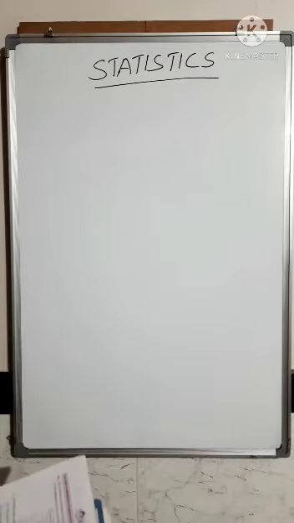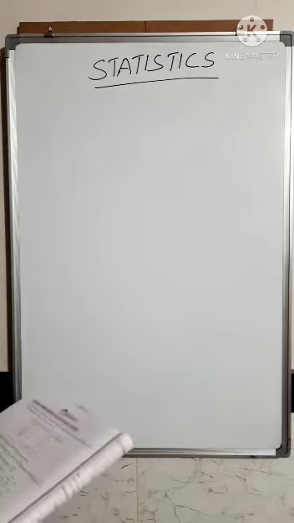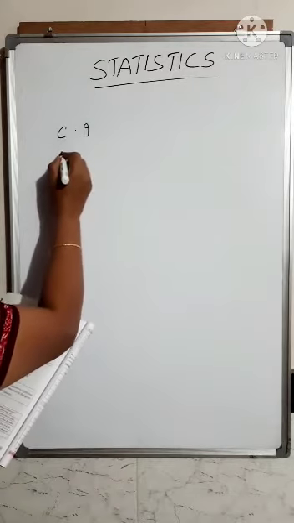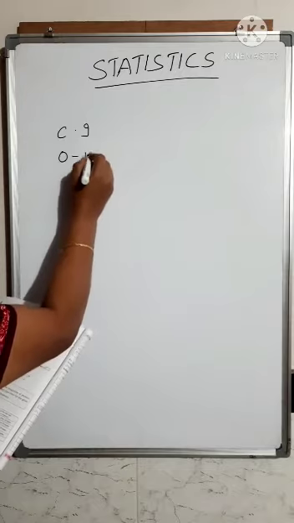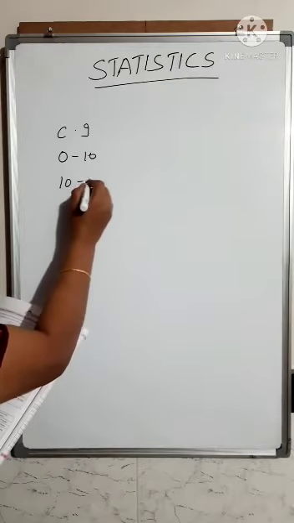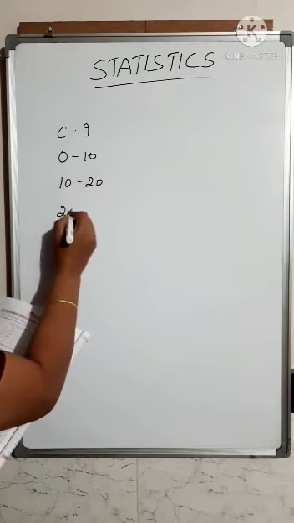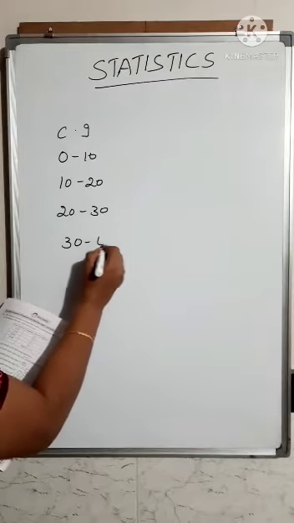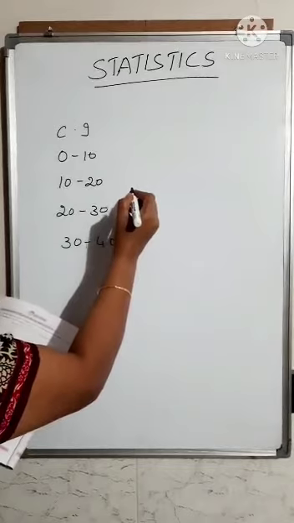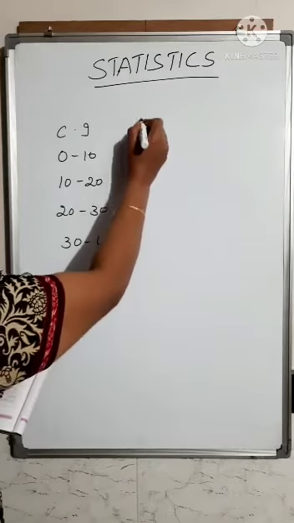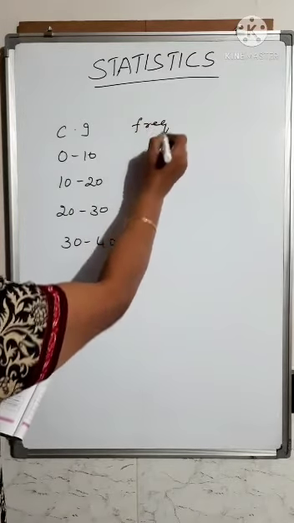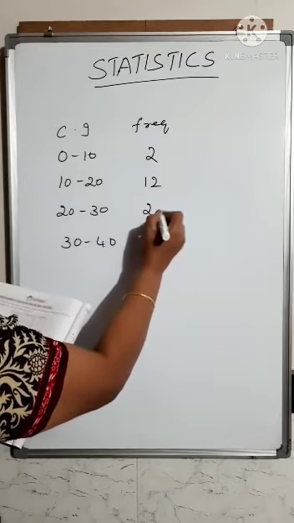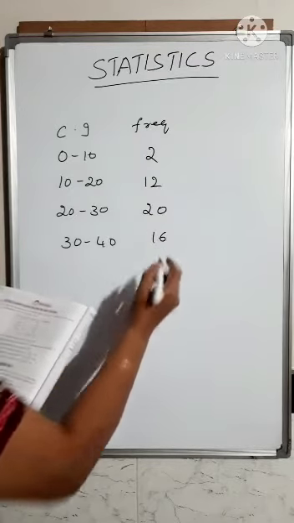So to understand that, we'll take an example. We'll take a class interval, we'll take it as 0 to 10, 10 to 20, 20 to 30, 30 to 40. And we'll take the frequency as 2, 12, 20, 16.